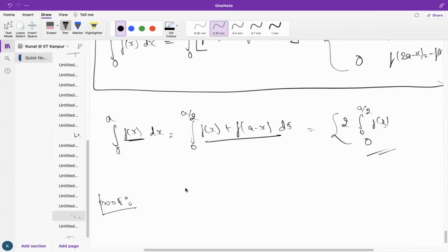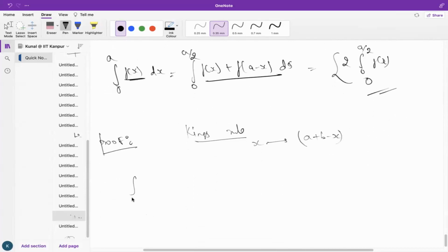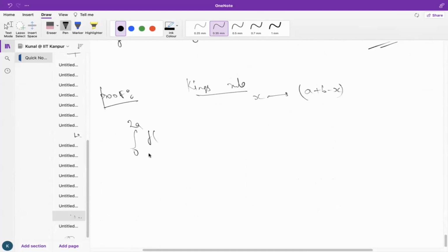You just read King's rule, right? What does King's rule explain? Replace x by the sum of the upper limit and lower limit minus x. So the same thing I do here for the integral from 0 to 2a of the given function f(x) dx, right? Let me show you. This is our I. So our new I looks like this after applying King's rule here.